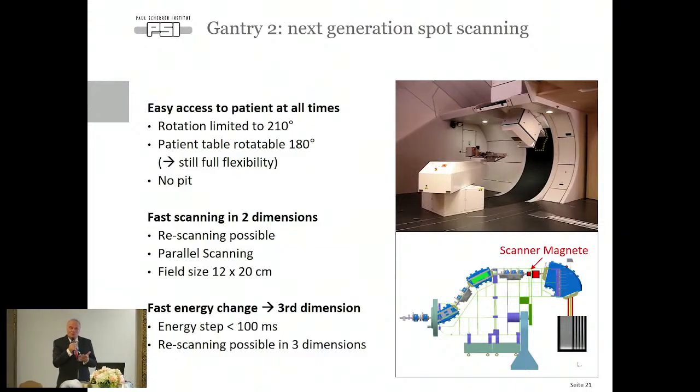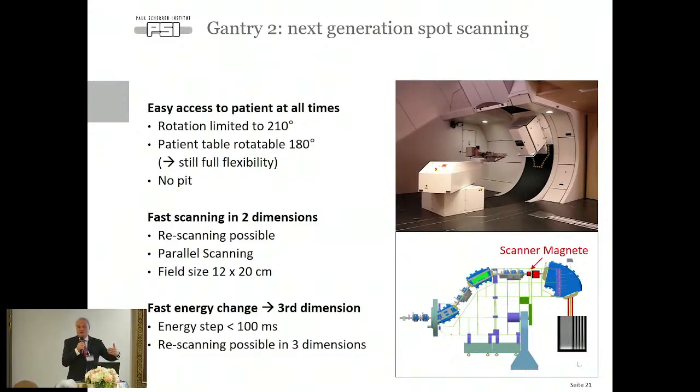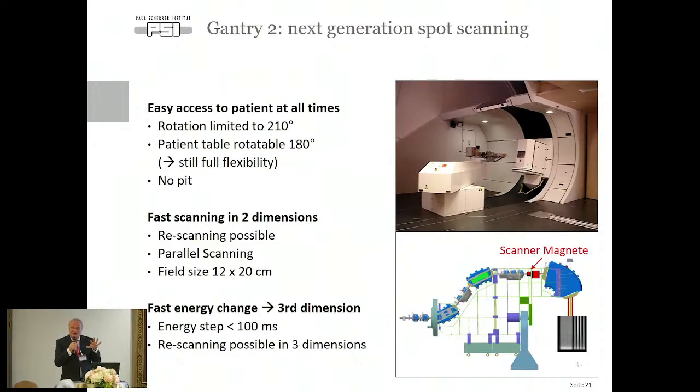Some have to do with the clinical workflow, with the access to the patient during the treatment. In Gantry 1, depending on the treatment angle, sometimes the patient was 2 or 3 meters above the ground. And this made us always a little bit uncomfortable. If there is some problem, you have to reach to the patient and you first have to climb up there. So Gantry 2 is designed in a way that you always can easily access the patient.